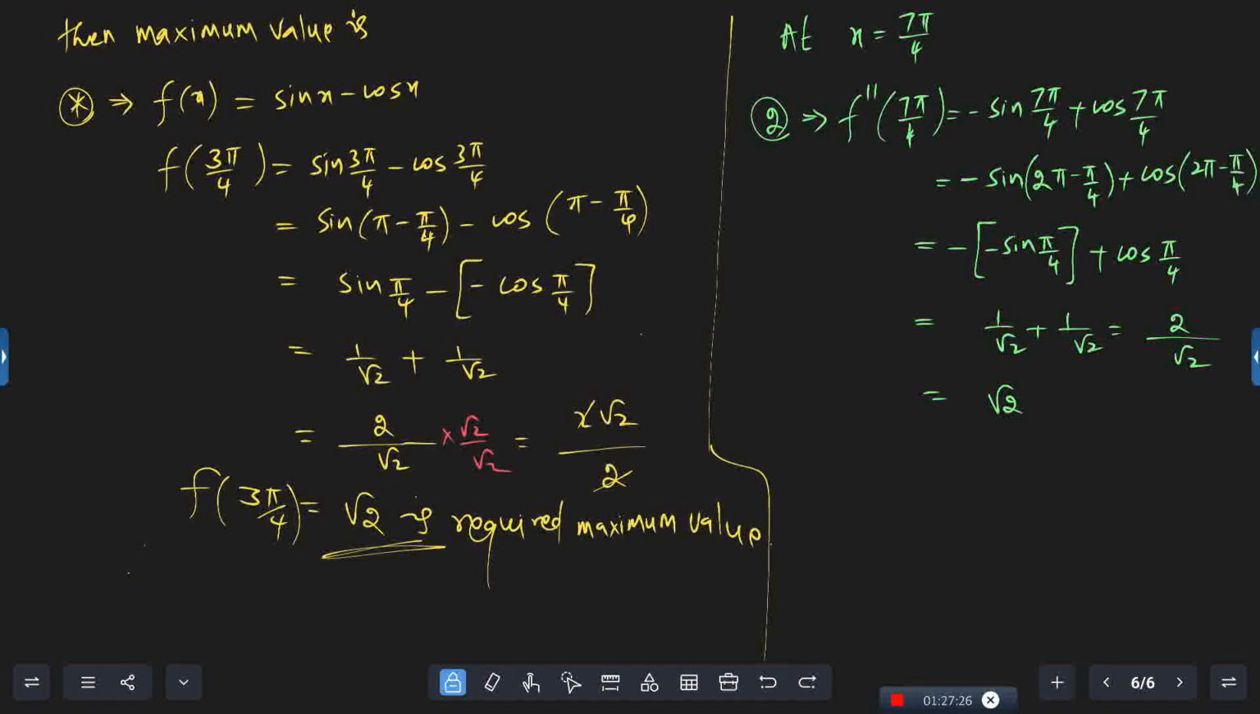This is checking. At 7 pi by 4, the double derivative is greater than 0. In the double derivative, if it is greater than 0, what is the meaning? Then x equals 7 pi by 4 is a minima. For the minimum value, substitute in the question again, the starred equation.